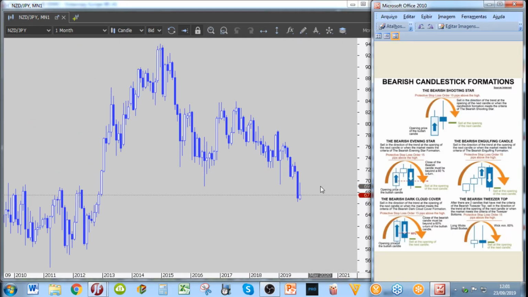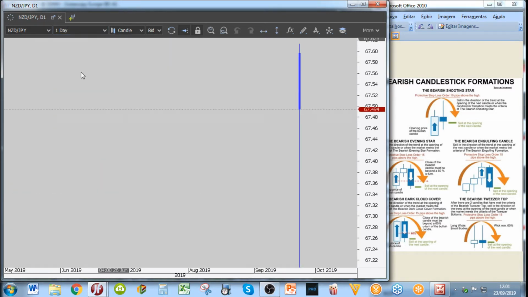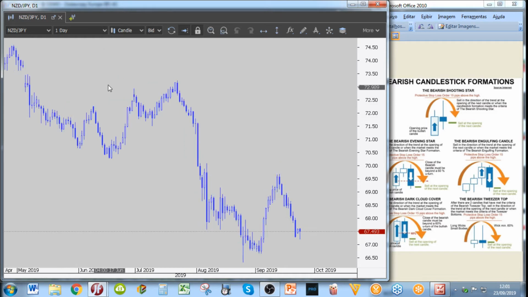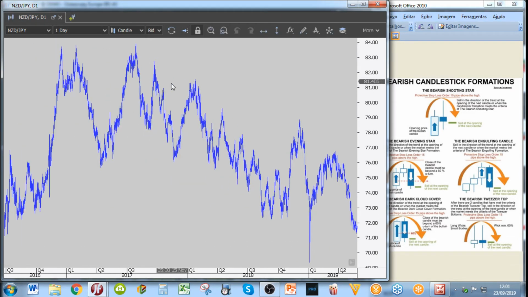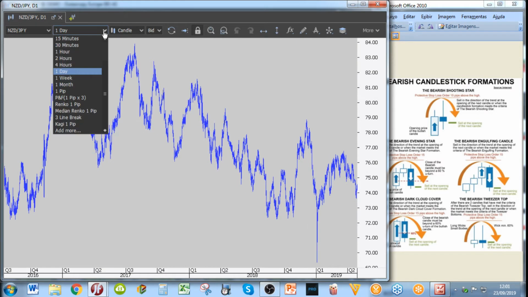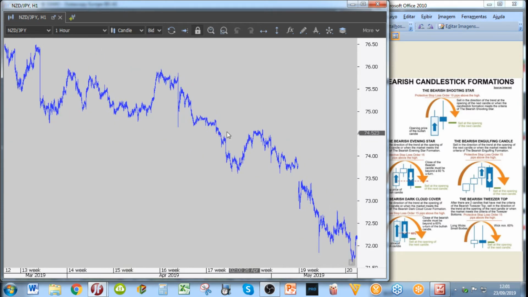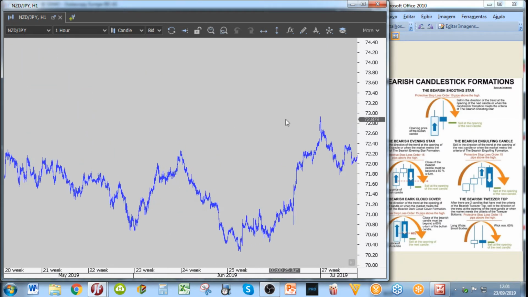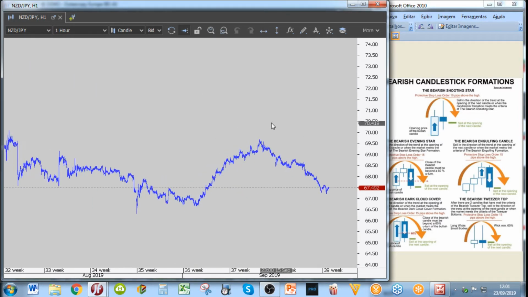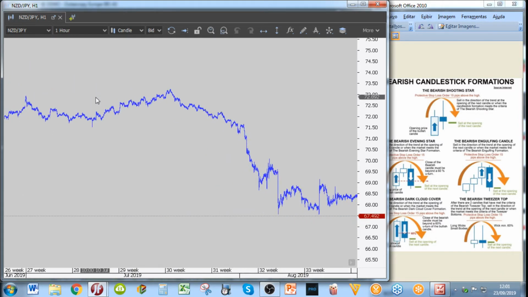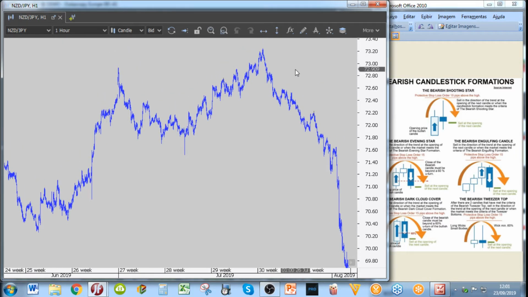We are going to open bearish candlestick formations like this, and monthly, daily. Let's compress the chart. There you go. Okay, and let's go on the 1 hour chart. Doesn't matter. 1 hour chart. There you go. Let me see where is the downtrend. Downtrend, uptrend. Okay, there you go.